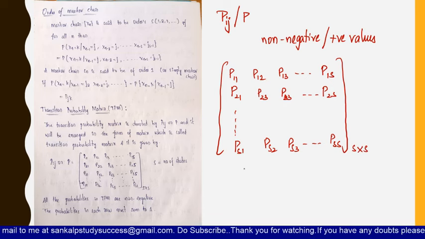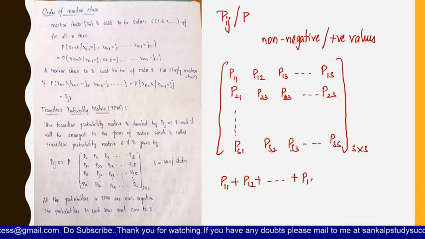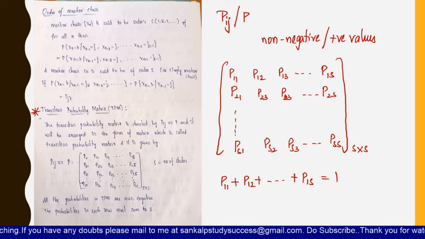So this becomes a transition probability matrix if all the elements present in it are non-negative and also the sum of each row is 1. Let us consider the first row: P11 plus P12 plus and so on up to P1s should be equal to 1, and also the second row and so on. The sum of elements in each and every row should be equal to 1. If these two conditions are satisfied, then that matrix is known as a transition probability matrix. This is the most important one, and we are going to have some problems related to the transition probability matrix as well.